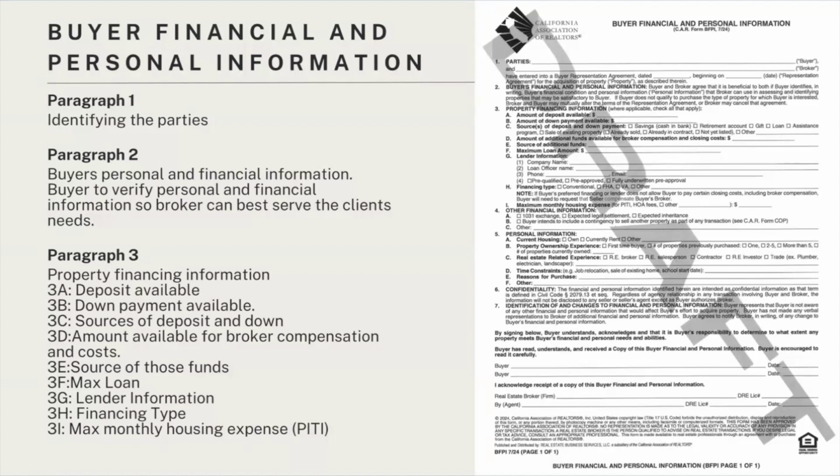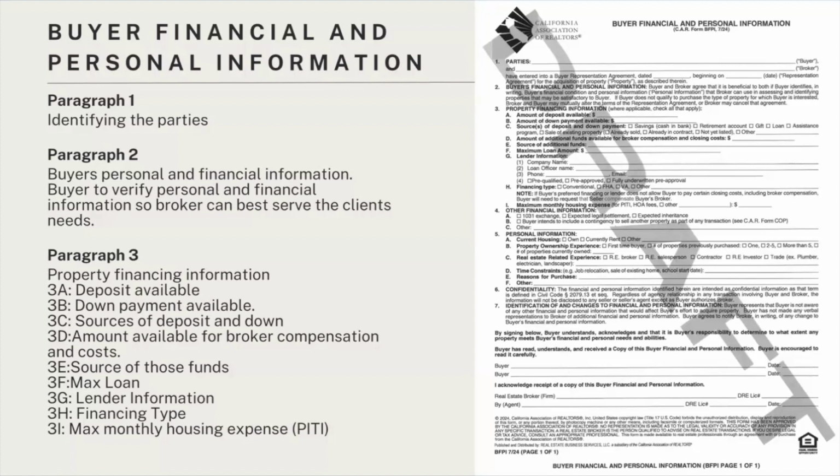So identifying the properties. Paragraph 2 is the buyer's personal and financial information. The buyer is to verify personal and financial information so the broker can best serve the client's needs. It's just a disclosure to them why you're requesting this document, because it's new. Buyers have never had to do this. Typically, they have to do it when they work with a lender, but they typically are not going through this process and providing this detailed of information in writing to a buyer's agent.